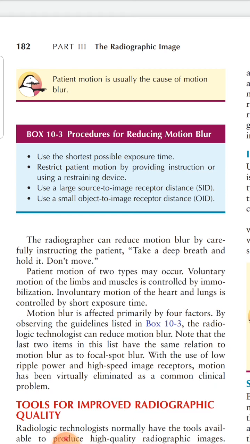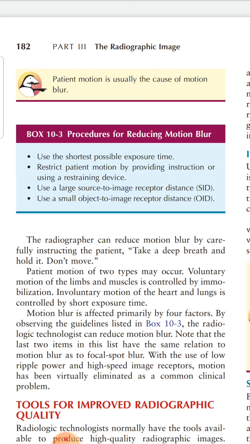Patient motion of two types may occur. Voluntary motion of the limbs and muscles is controlled by immobilization, as I just told you that you can use the straps to immobilize the patient's limbs. Involuntary motion of the heart and lungs is controlled by short exposure time. Definitely you cannot control the motion of the heart and lungs, so you control it by keeping the exposure time as short as possible. It will not only minimize the motion, but it will also reduce the patient dose.